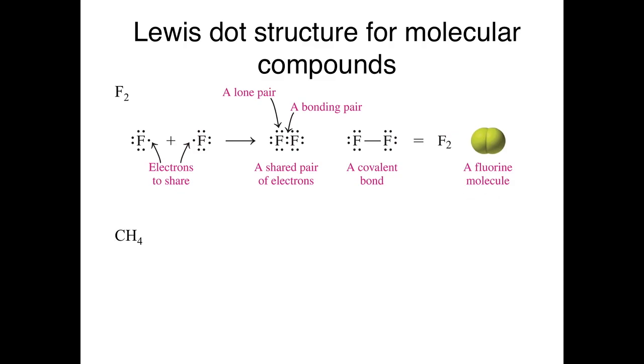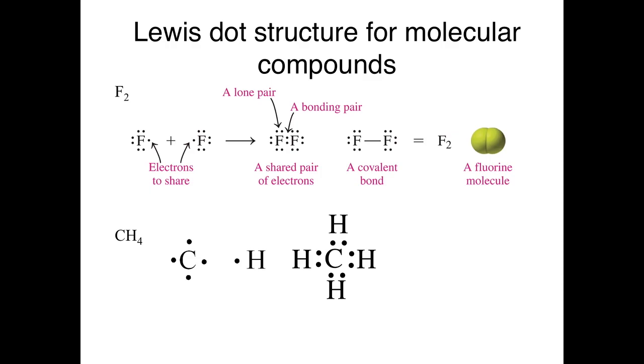Let's try another example. This is CH4. It is known commonly as methane. It is a molecular compound that is composed of a carbon and 4 hydrogens. The Lewis dot structure of carbon has 4 electrons around it because carbon is in group 4A, whereas hydrogen has 1 electron because it is in group 1A. From this, we can see that carbon needs 4 more electrons to be an octet, while hydrogen needs 1 more electron to be a duet.